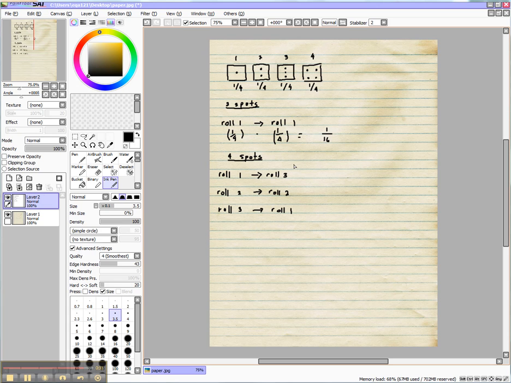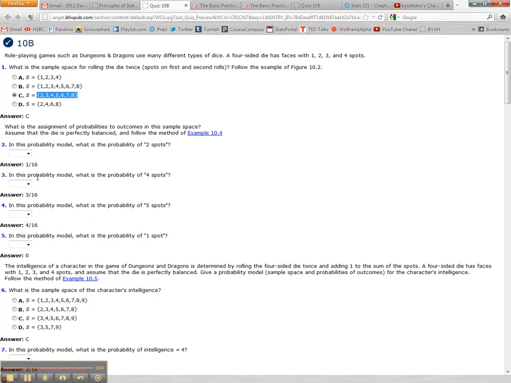Alright, now the probability for question 3, in this probability model, what is the probability of 4 spots? I don't have time to finish it in this video. I'm going to do it in the next video, but for the most part, that's 1 and 2, and then again, I'll do question 3 in the next video after this.